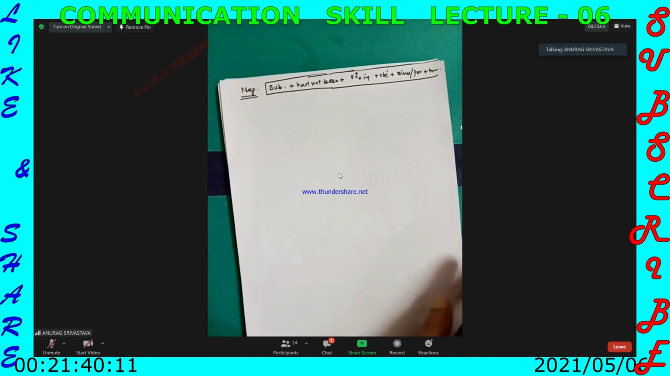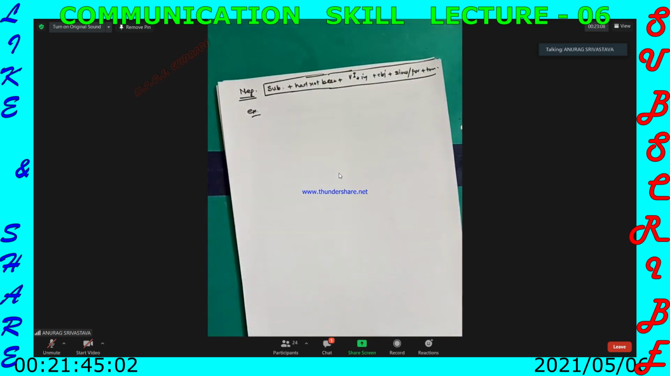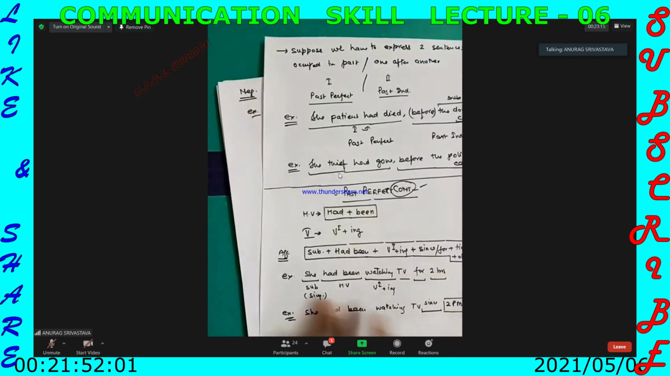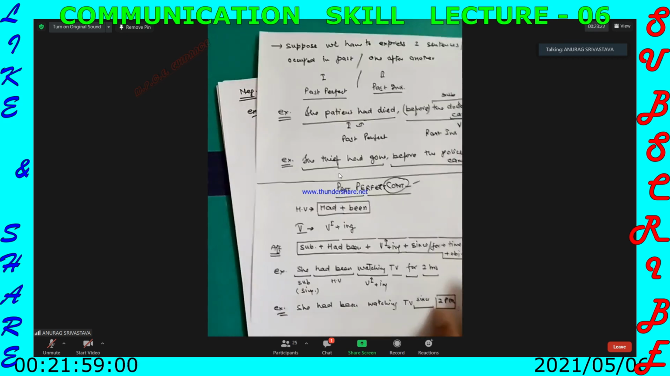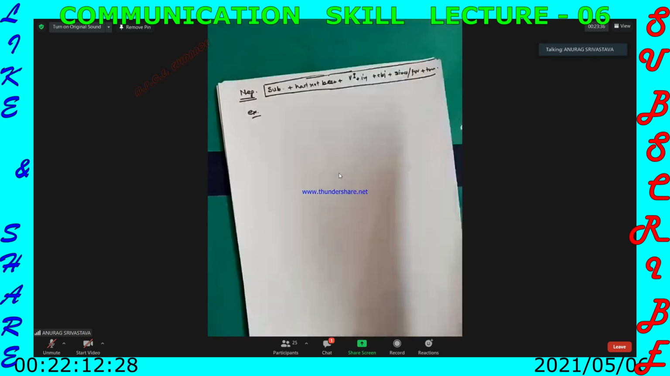Let us take the same example. The example was: she had been watching TV for 2 hours. Another was: she had been watching TV since 2 p.m. So if we have to convert it into the negative form, then we will write: she had not been watching TV for 2 hours. And the second sentence will be: she had not been watching TV since 2 p.m. Clear?